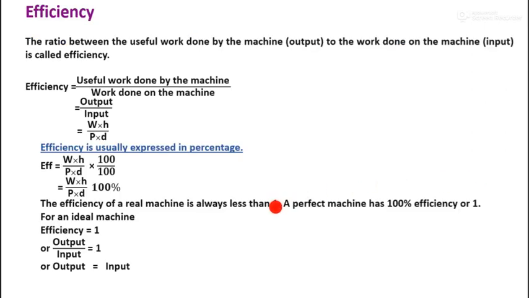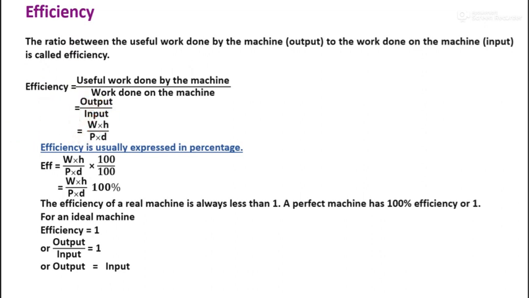Now what is efficiency? The ratio between the useful work done by the machine, the output, and the work done on the machine, the input, is called efficiency. Efficiency, in simple words, is output divided by input, in percentage. The formula for efficiency is equal to output divided by input.